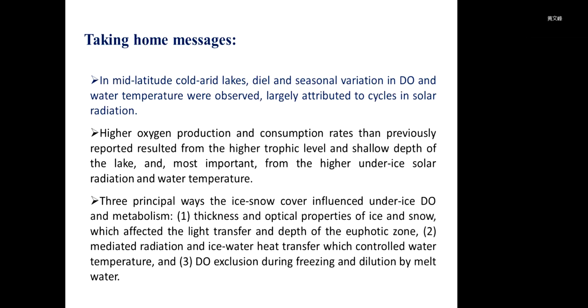And in this work, we find three principal ways the ice and snow cover influences on-ice DO and metabolism. The first, the thickness and optical properties of ice and snow cover controlled the light transfer and the depth of the euphotic zone. Second, the ice and snow mediated radiation and ice-water heat transfer mainly influenced the water temperature. Third, DO exclusion during freezing and dilution by meltwater can directly change the DO concentrations in the topmost water layer and also change the total amount of oxygen in the whole water column.